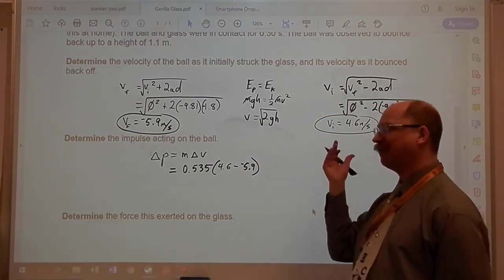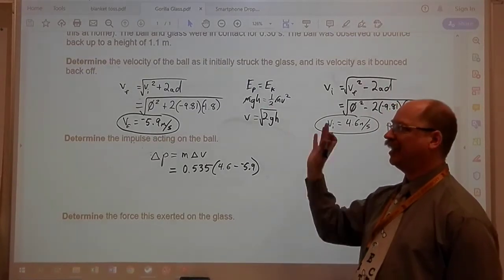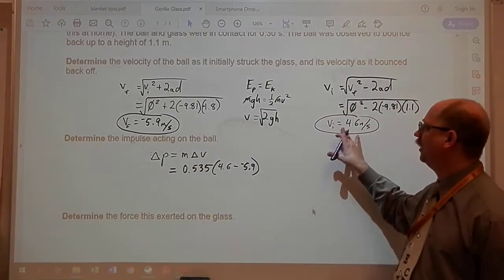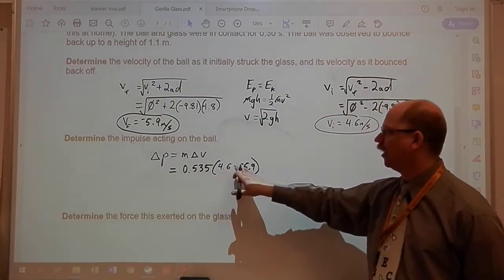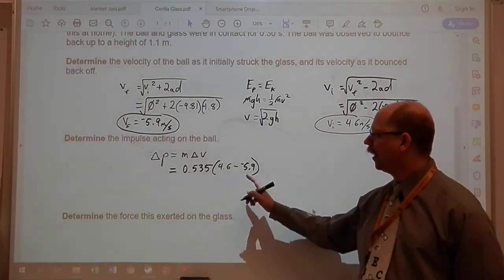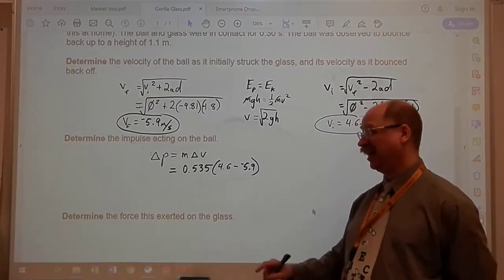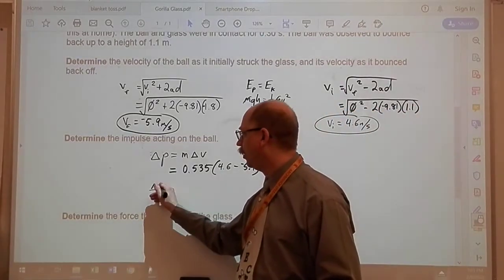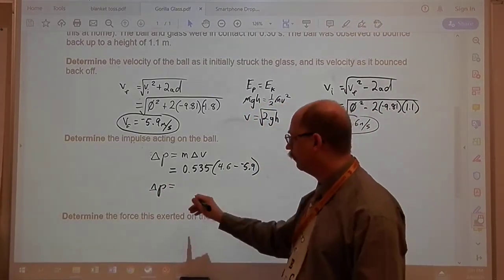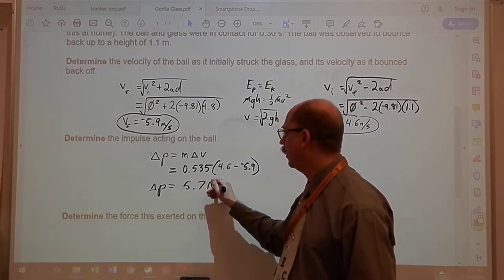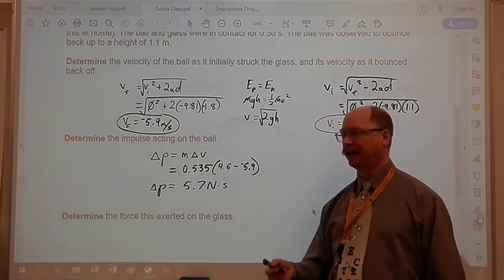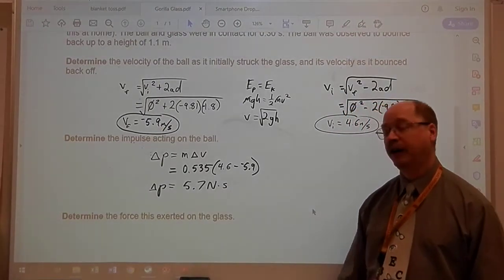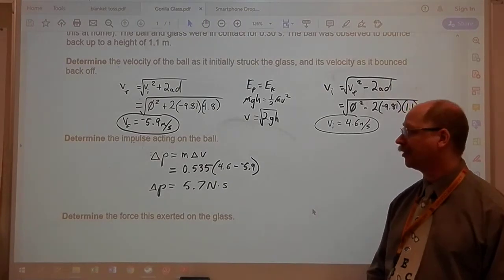So I actually have to kind of flip them around because, even though in these formulas this was earlier in the question, this was later in the question. So final minus initial works out that way. I'm going to take 4.6 really plus 5.9 times the mass, and I come up with an impulse of positive 5.7 Newton seconds. Or you could write kilogram meters per second, it would still be equivalent, okay? So that gives me an idea of the impulse that acted on the glass.